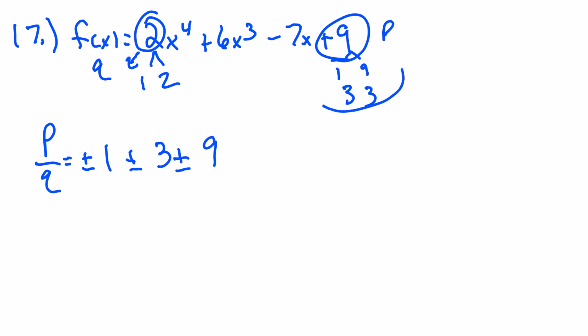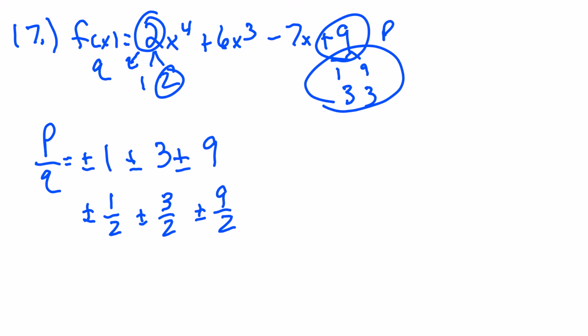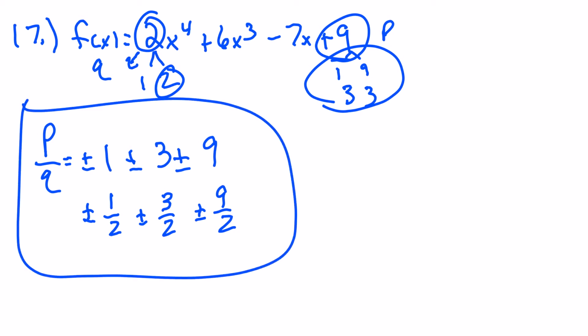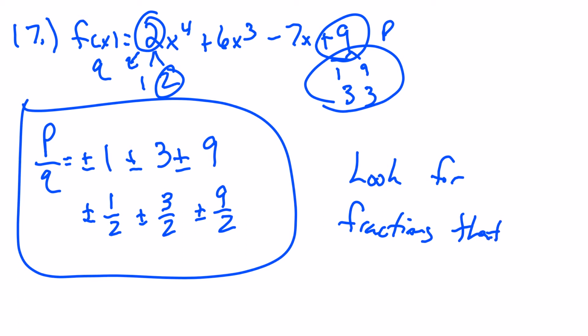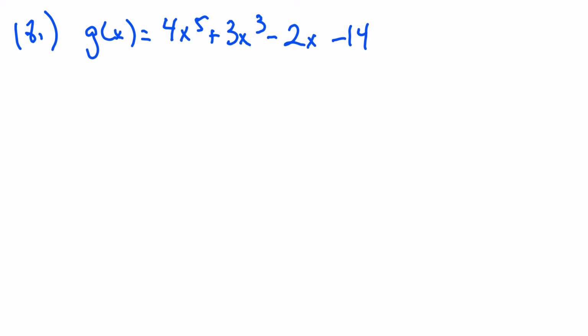And then I do them all again. This time over 2. So I say plus or minus 1 half, plus or minus 3 halves, plus or minus 9 halves. And that's it. I would always look for fractions that can be simplified. But in this case there isn't any. So that's it.